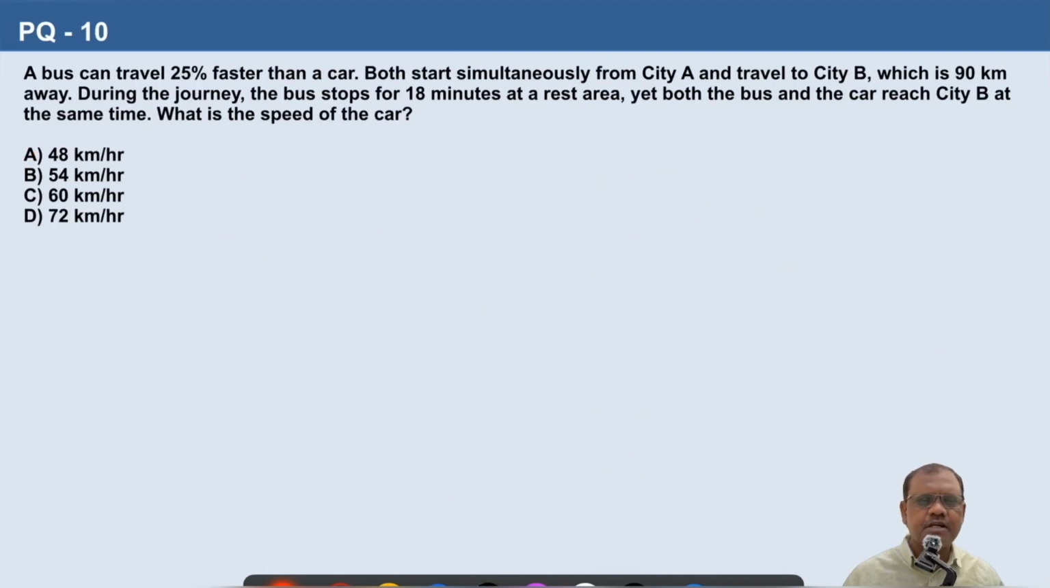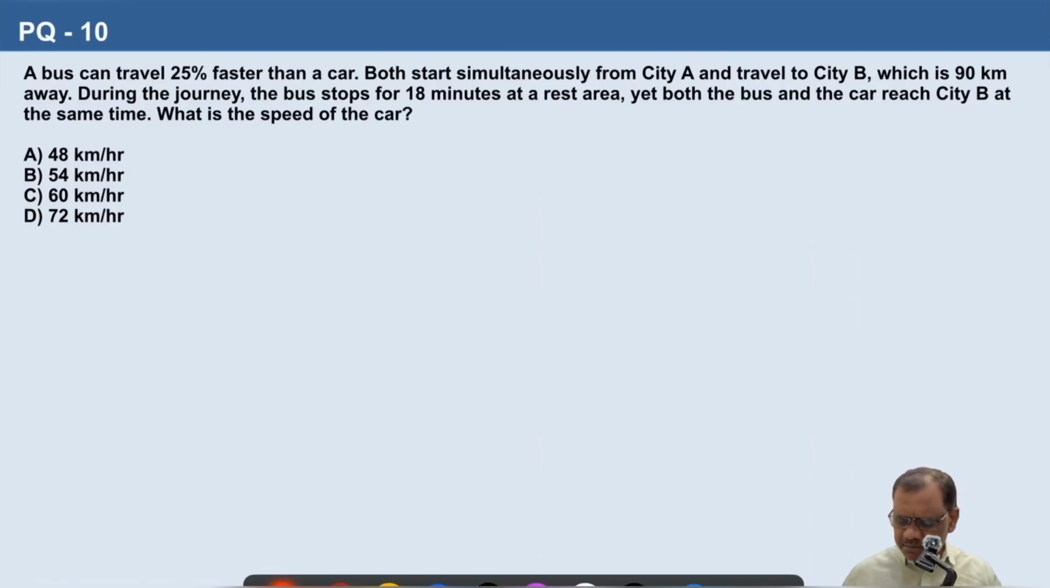Now let us see question number 10. A bus can travel 25% faster than a car. Both start simultaneously from city A and travel to city B, which is 90 kilometers away. During the journey, the bus stops for 18 minutes at a rest area. Yet both the bus and the car reach city B at the same time. What is the speed of the car?